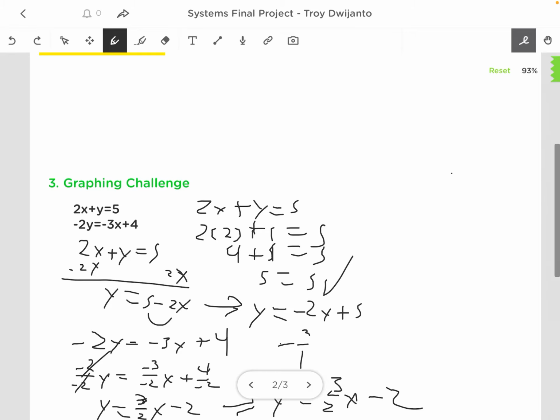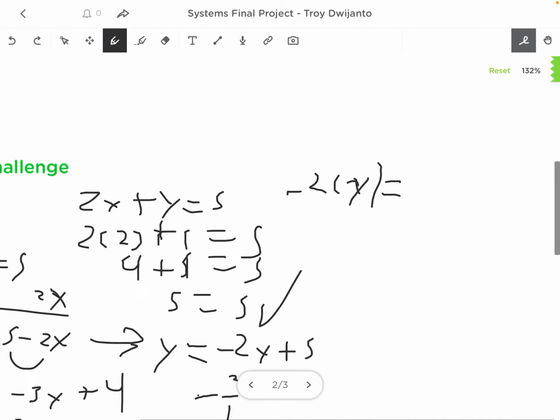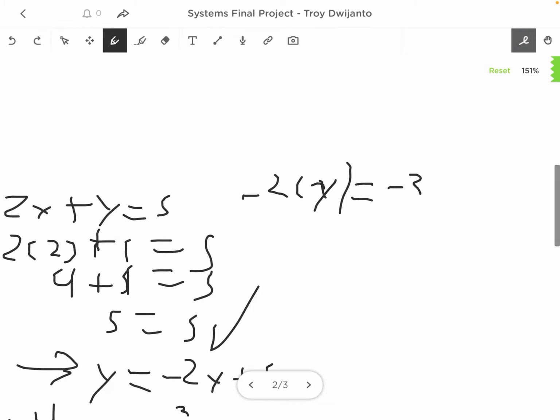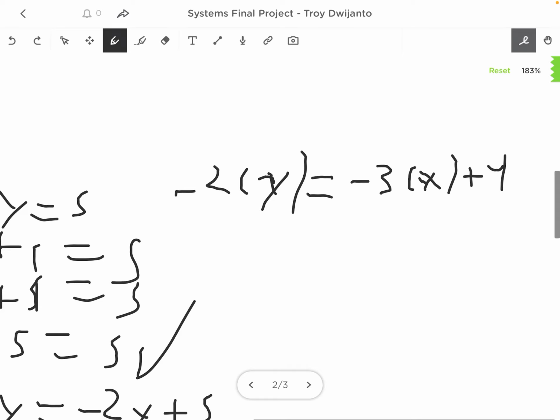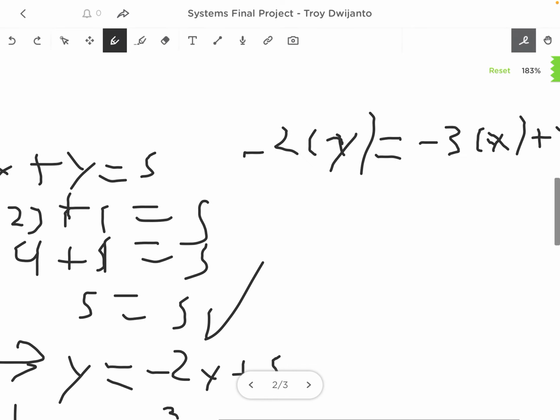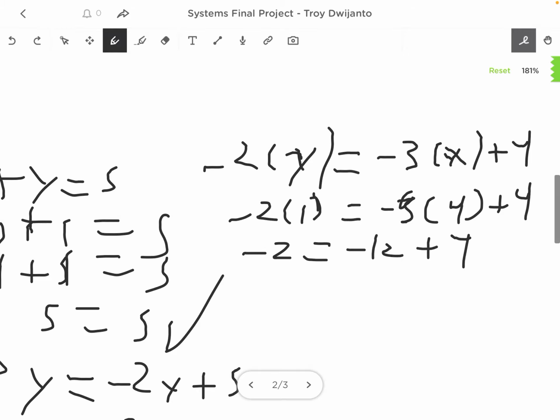Second equation, x plus negative 2y equals 3. Like I said earlier, replace the values, so negative 2 times 1 equals negative 2, plus 4. Let's do the second equation. You simplify this, so negative 2 equals negative 2 plus 4.